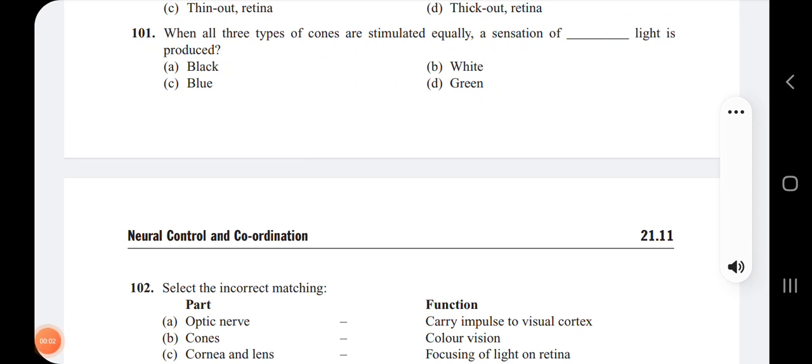Good morning, students. As in the previous class, we were discussing the neural control and coordination lessons, the competitive questions. So, we shall continue from question 101.